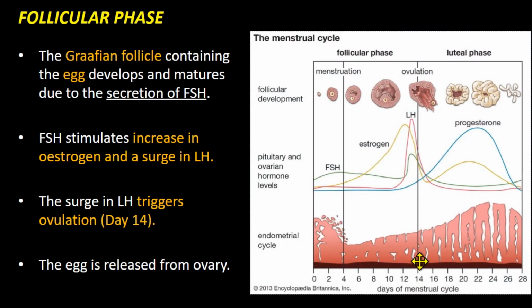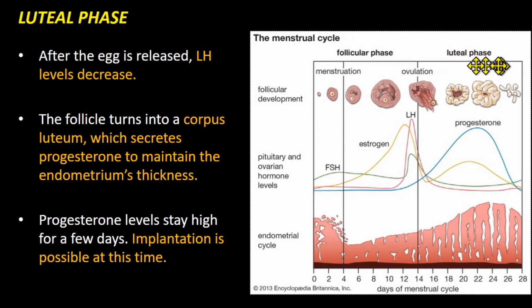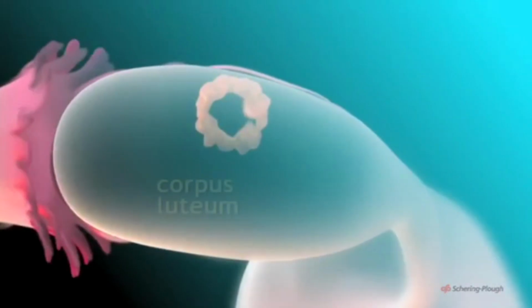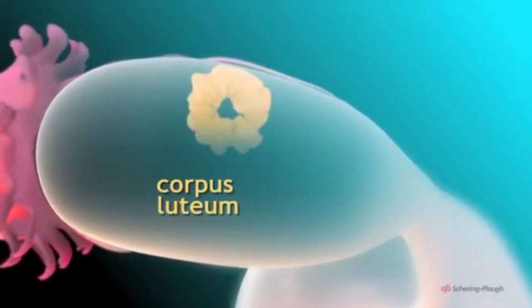This is when the egg is released from the ovary, and this would mark the end of the follicular phase. In the luteal phase, after the egg is released, you'll see that LH levels begin to drop. So if you look here, remember the egg has been released from the follicle, but what happens to the follicle now? The follicle becomes a corpus luteum. Corpus luteum just means yellow body. And the corpus luteum secretes progesterone to maintain the endometrium's thickness.